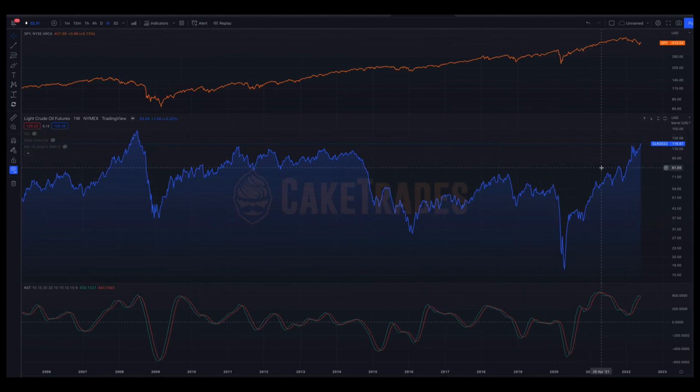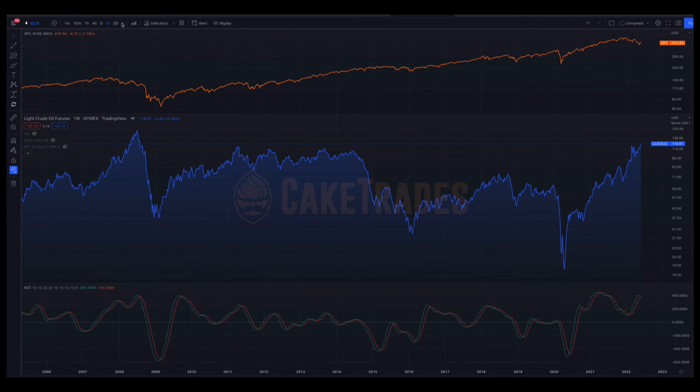But in general, 2, 3, 4, 5, we're getting close, I think, to finishing this impulse and coming back down to the 65 to 75 range. It's going to take some time, but when that happens, I think that's when we're really going to see a bottom in the markets with equities, and we're going to see risk-on movement. And I think we're close.